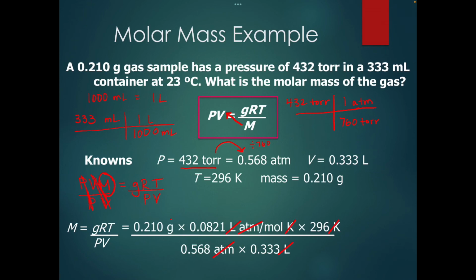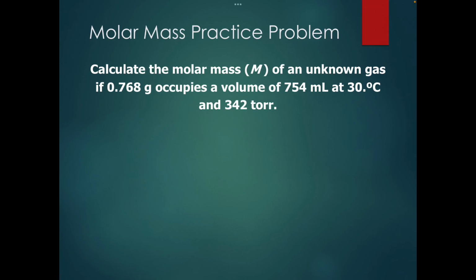We're left with grams and moles, which gives us our molar mass in grams per mole. So again, we could then use that molar mass to go through and identify our gas. All right, your turn. This says calculate the molar mass of an unknown gas if 0.768 grams occupies a volume of 754 milliliters at 30 degrees Celsius and 342 torr.